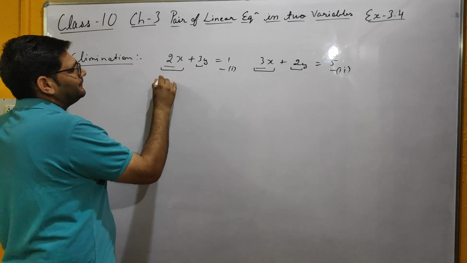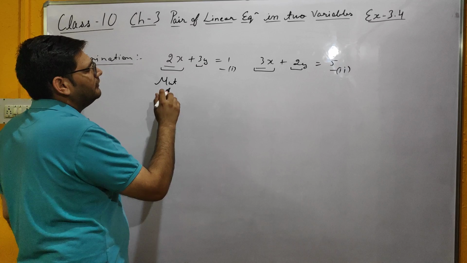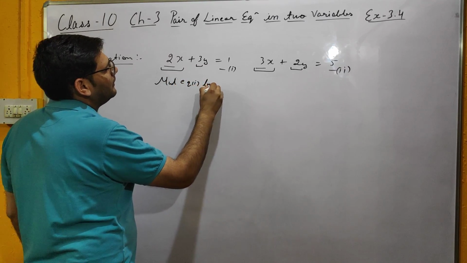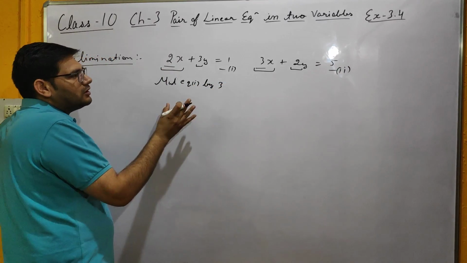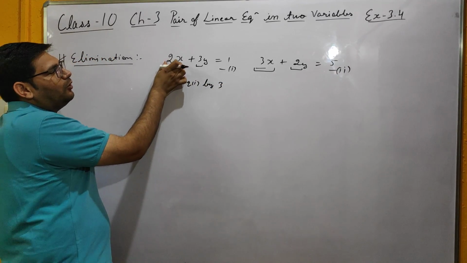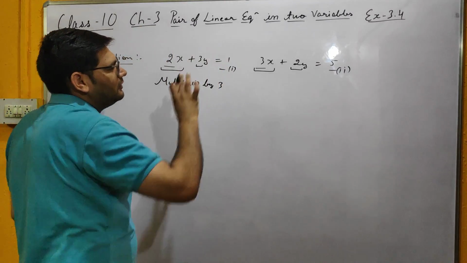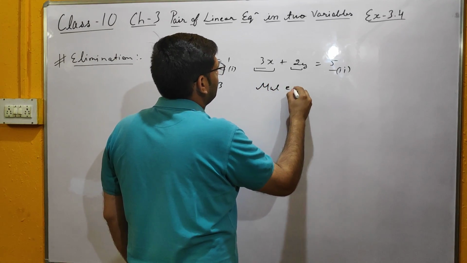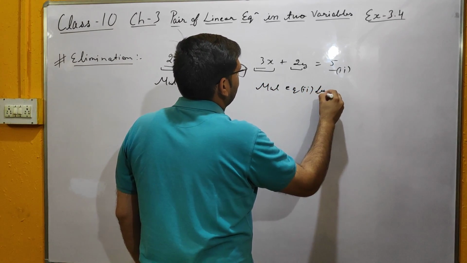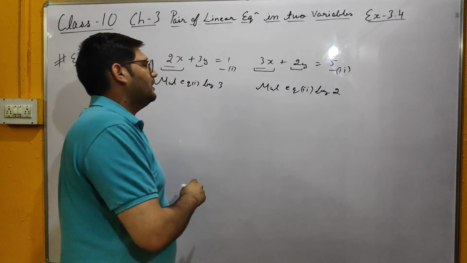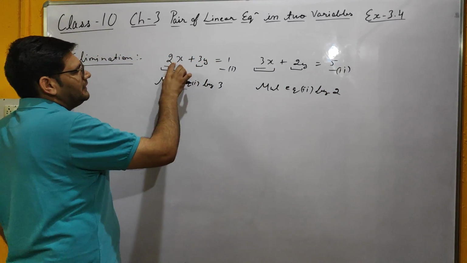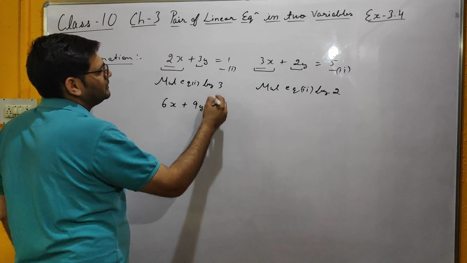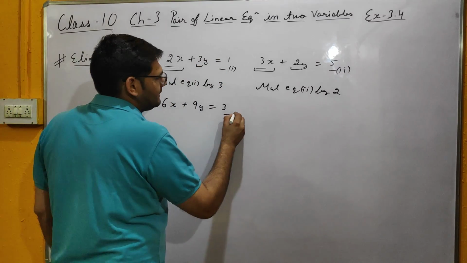So we will multiply equation number 1 by 3, because we cannot multiply 3 with only x. We need to multiply it for the whole of the equation. And here we will multiply equation number 2 by 2. Okay, now let's see what happens. If you multiply it by 3, you will get 6x plus 3 3s are 9y equals 3. Alright, this is our third equation.